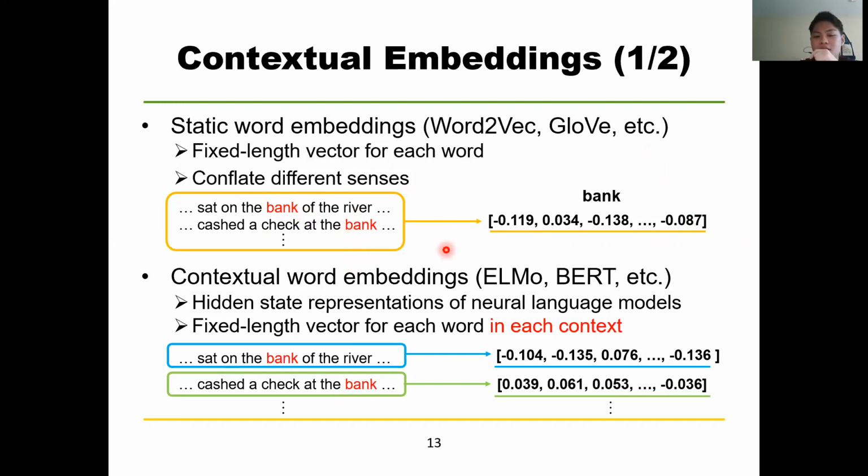So to address this issue, recently contextual word embeddings like ELMo or BERT have been proposed. And they are hidden state representations from neural language models. And they instead produce a fixed length vector for each word in each context. So in a given corpus, we again have different occurrences of the word bank in different contexts. Then each occurrence of the word bank will get a different word embedding.